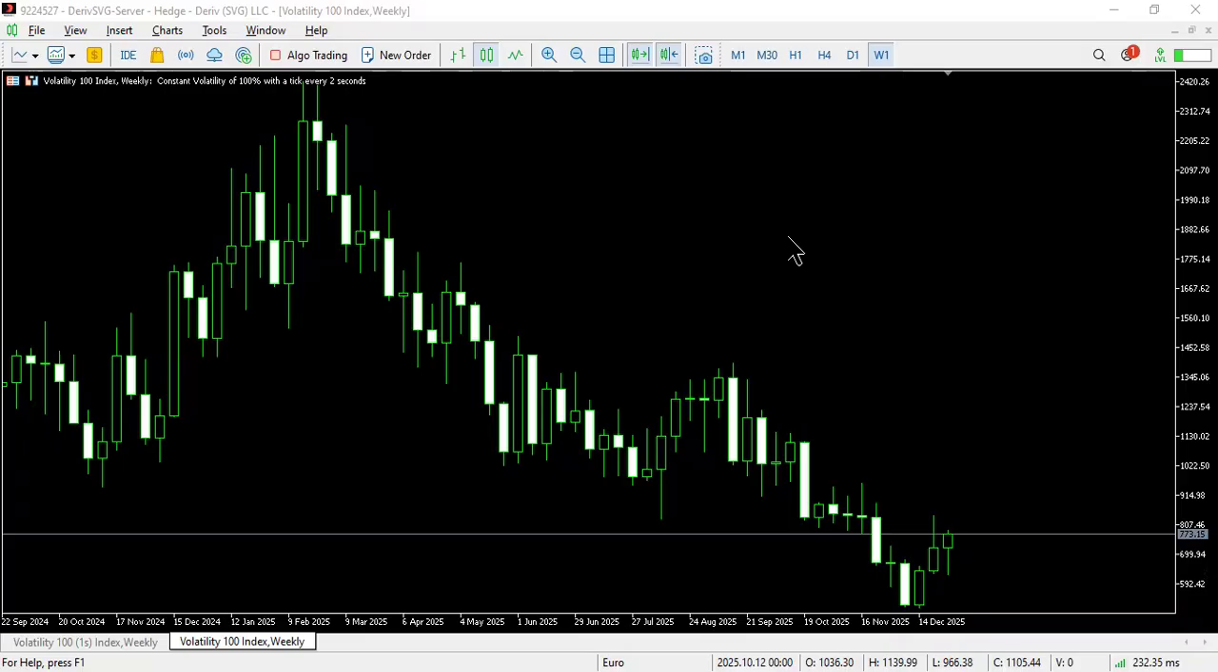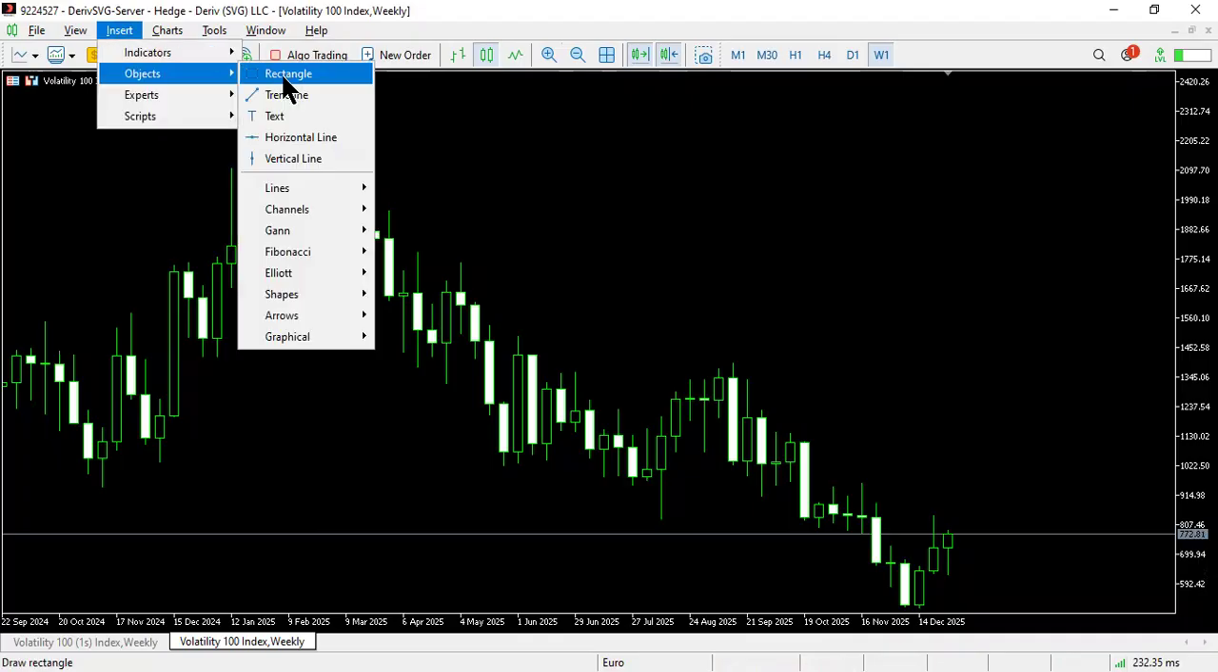So let us begin. We are beginning with VIX 100. As always, we begin analyzing from the weekly time frame. So let us mark our levels.